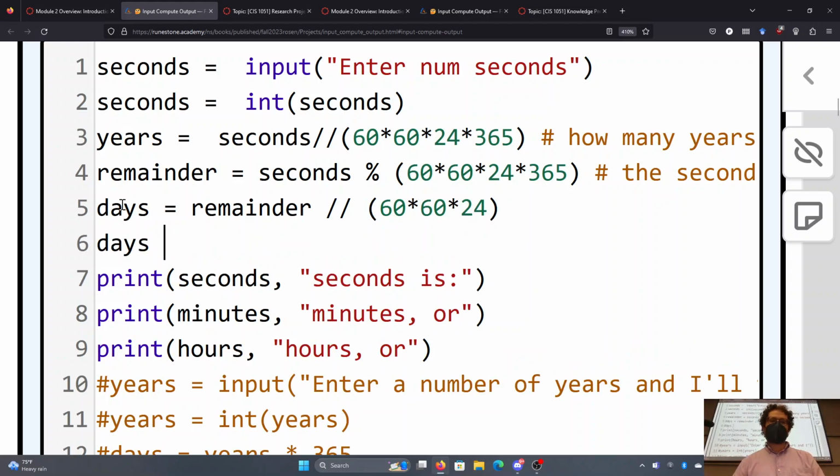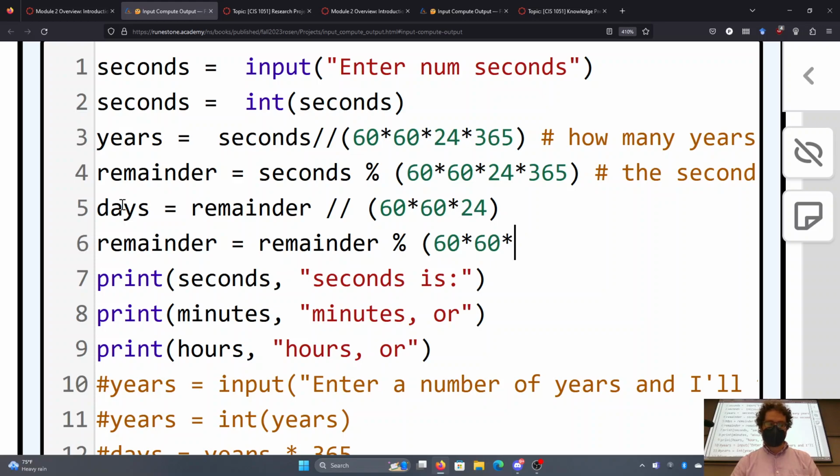And then that will give me the whole number of days that are left, right? And then to do the remainder, I just simply use modulus again. I say the remainder is equal to the remainder mod 60 times 60 times 24.